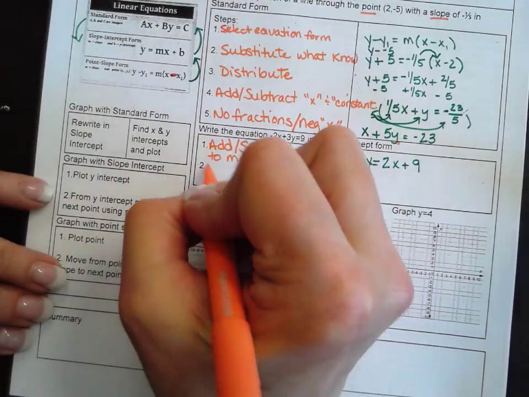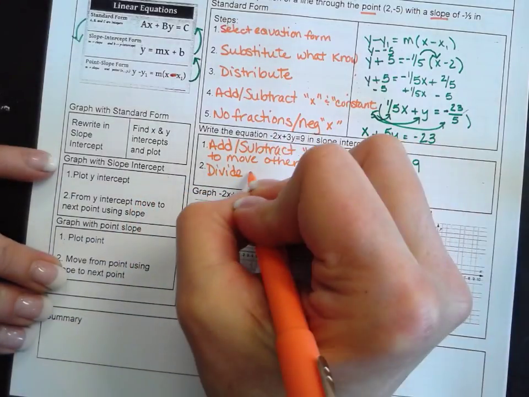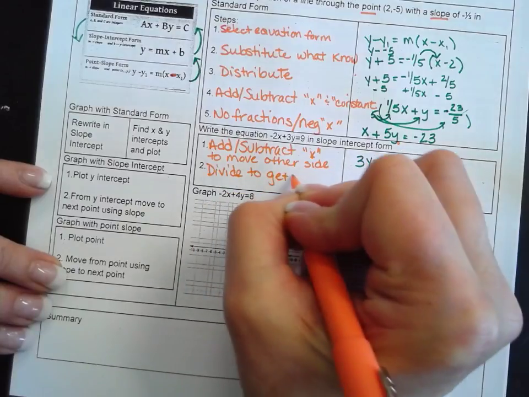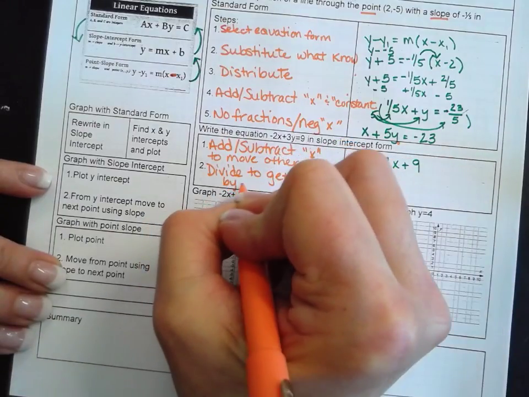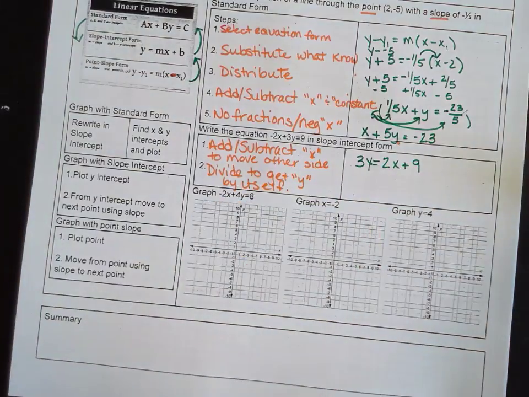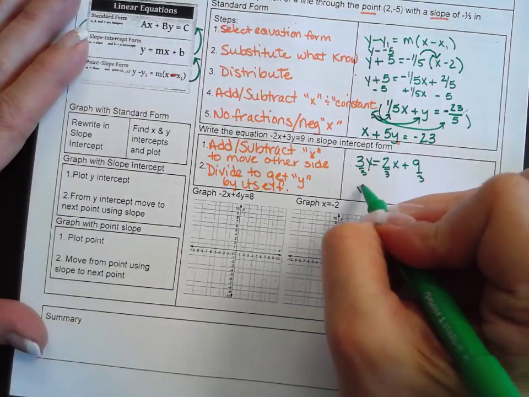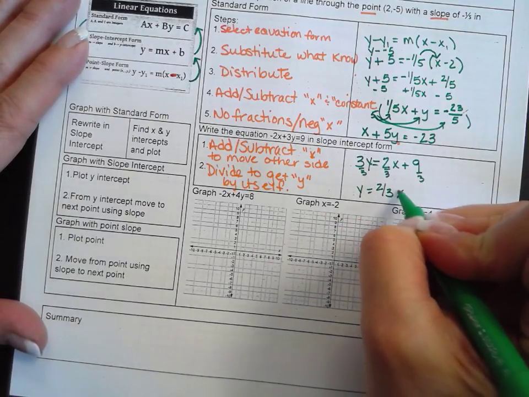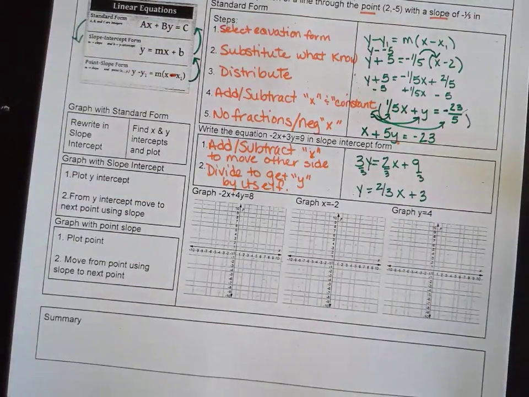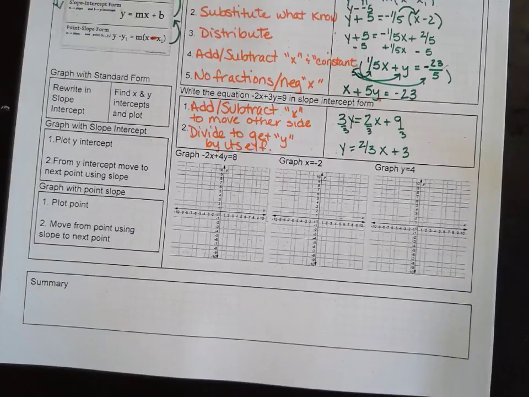Now you have to divide to get y by itself. Okay, so when I divide by 3, I have y is equal to 2/3 x plus 3. It's ringing bells. Slowly coming back. Easy peasy. Okay. How do you graph stuff?